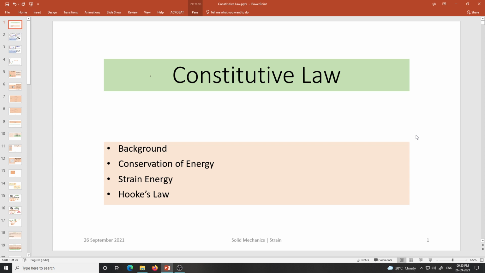This lecture, we are going to cover the following topics. First, the background. Second, the conservation of energy, first law of thermodynamics. And then we shall introduce the concept of strain energy. And we shall finish this lecture with the generalized Hooke's law.